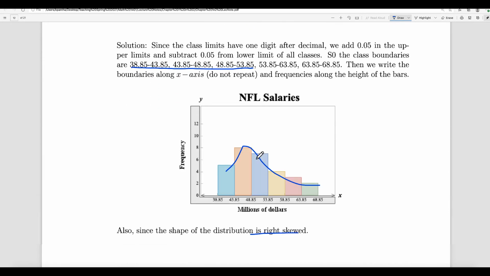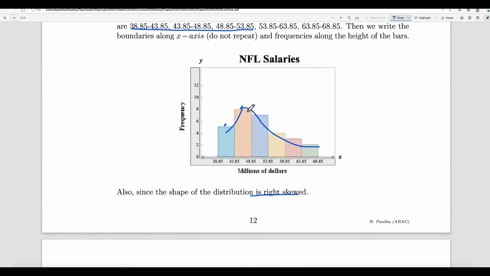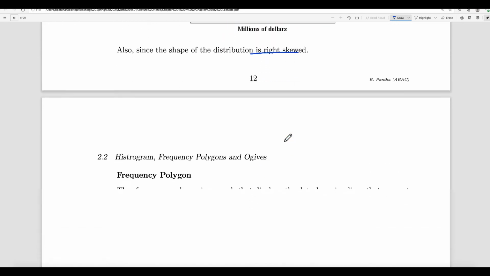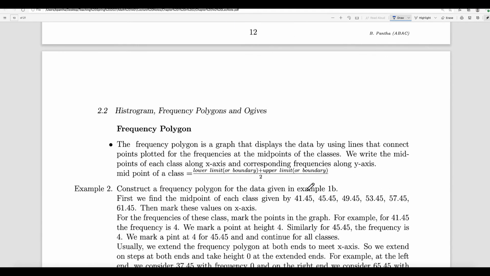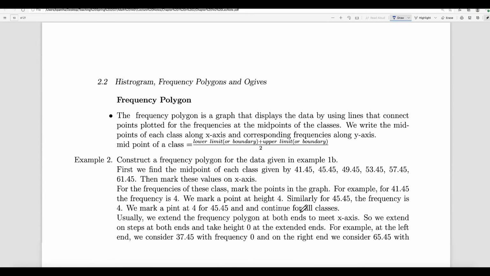Another way is just to pick the midpoint of the top of each rectangle, and then join them with line segments. It is not a single curve, but just line segments. And at the end, we try to close the curve. So there are two ways: one way is to find the mid value of each class, and then plot the mid value against the frequency. The other way is to mark the midpoint of the top of each rectangle and join them with straight lines.